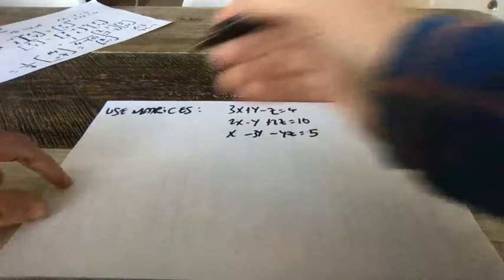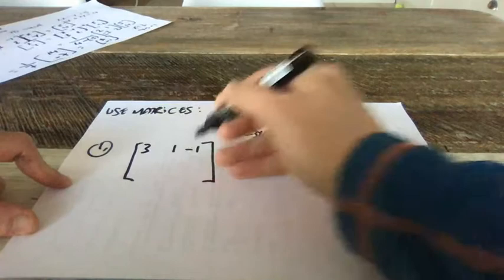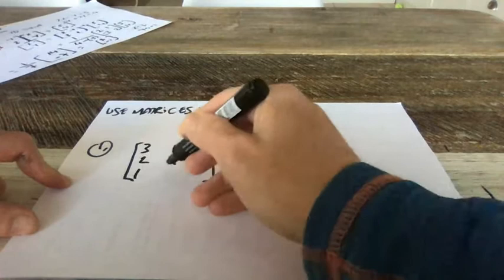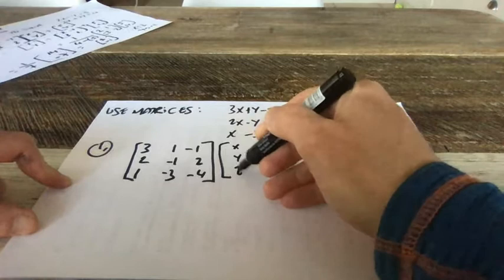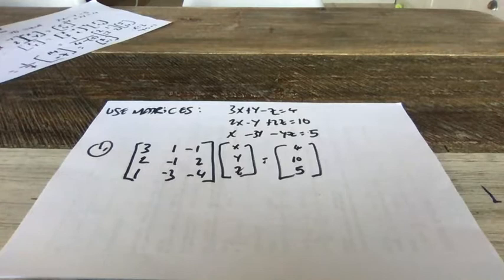Now, the first thing you do maybe is you write down the matrix form of the simultaneous equations. And in this case, we're going to have a 3x3 matrix of coefficients. So we're going to have 3, 1, minus 1. We're going to have 2, minus 1, 2. And we're going to have 1, minus 3, minus 4. Times X, Y, Z, equal to 4, 10, and 5. Okay, so the setup is exactly the same. A little bit more complicated here now because we've got three unknowns, but pretty much the same. And hopefully you see where all these matrices are coming from.